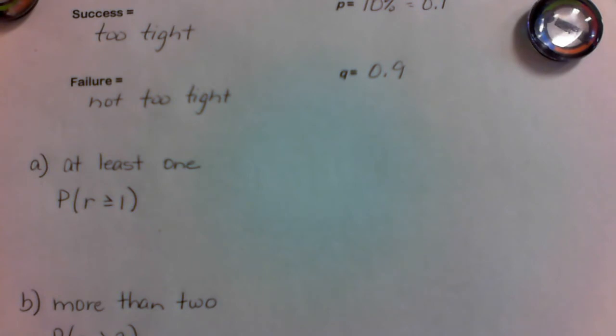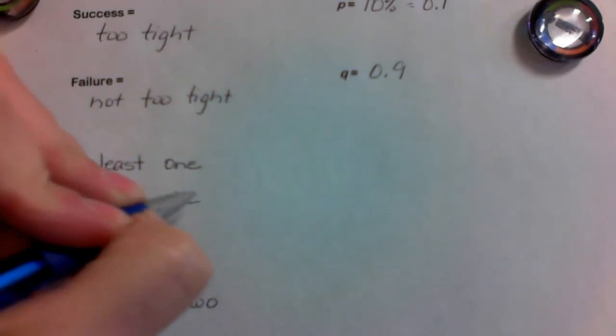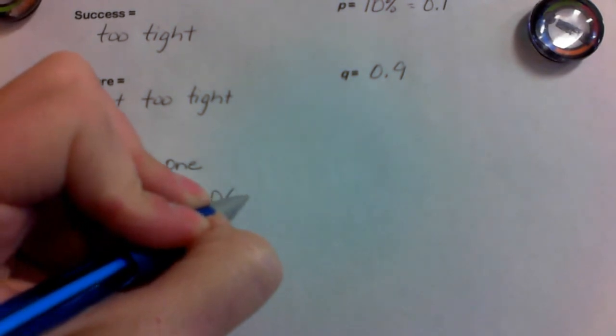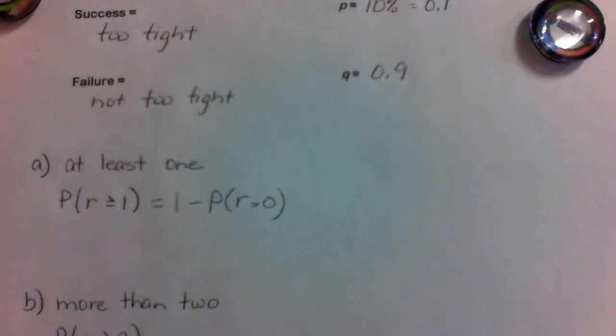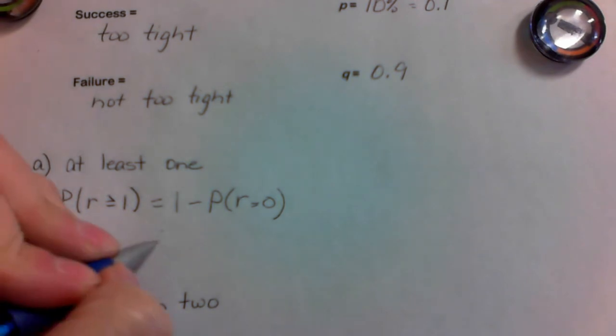Okay, at least one. Well, at least one would mean 1 or 2 or 3 or 4 or 5. So that would be R is greater than or equal to 1. So you would have to find the probability of 1 plus the probability of 2 plus the probability of 3 all the way up to the probability of 20. And you can add all of those up and that's fine. Or you can recognize that it is all of them but the probability of 0. So the easier way to do this is to take 1 minus the probability of 0.